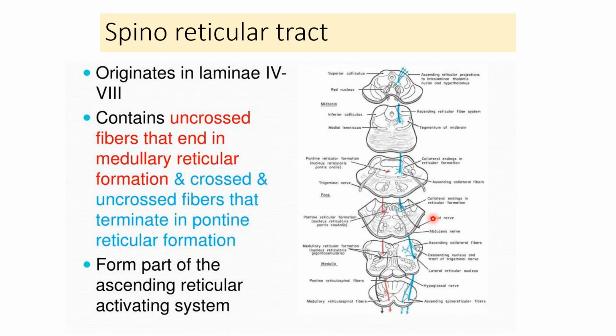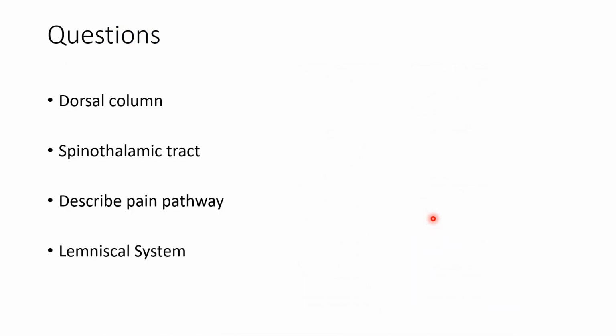This is the last one, the spinoreticular fibers, which form part of the ascending reticular activating system. They are mostly uncrossed fibers and some crossed fibers also. What you should know is that they are part of the ascending reticular activating system.